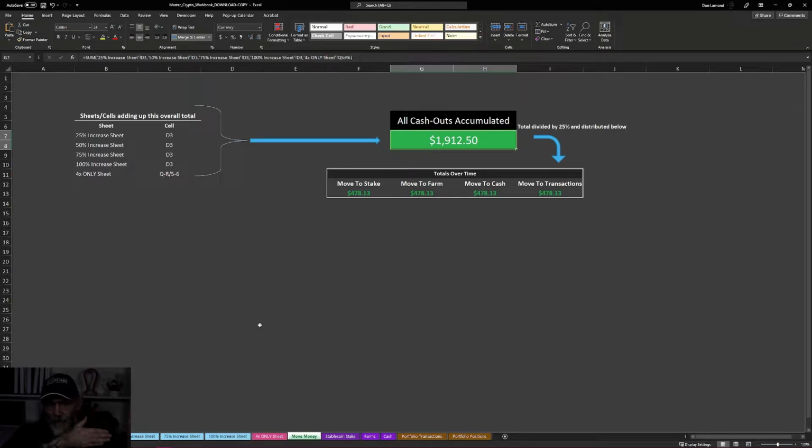So we have the first 5 sheets of transactions accumulating all of the profit scraping into this move money sheet, and from the move money sheet we redistribute that money to the last 4 sheets of the workbook, which are stable coins, farms, cash, and transactions. So now we have some liquidity to play with.